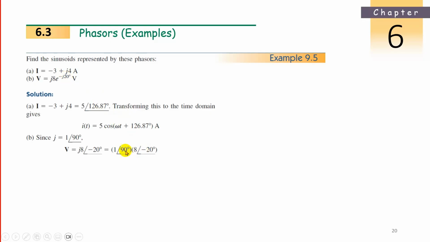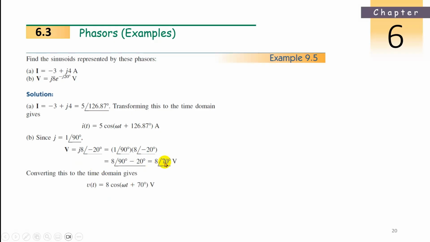So multiply them. Phasor multiplication is easy in polar form: X into Y and phi 1 plus phi 2. So 8 at an angle 90 plus minus 20, so it becomes 70. So 8 at an angle 90 minus 20 becomes 8 at an angle 70 degrees.